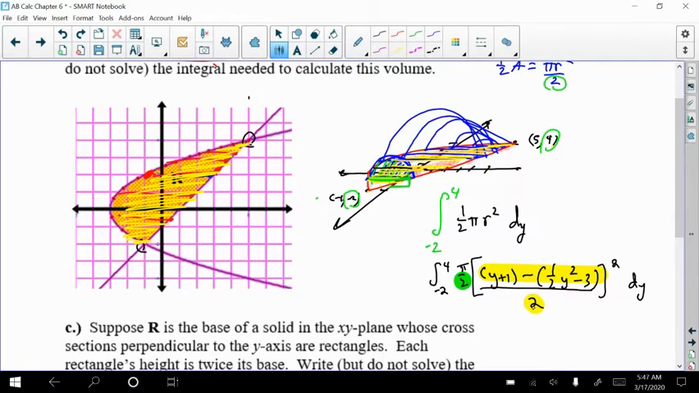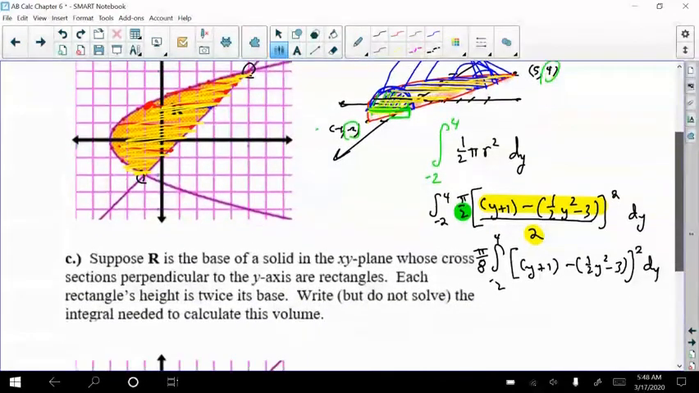So dividing by 2 and squaring that, I could make that a 4, and there's a pi over 2, so I could make that an 8 if I wanted to. I could say -2 to 4. I could throw that pi over 8 in front if I wanted to. And then I could just say it's y plus 1 minus 1/2 y squared minus 3 as a quantity squared dy. And I might even just leave it like this.